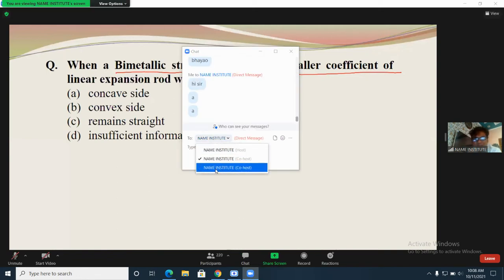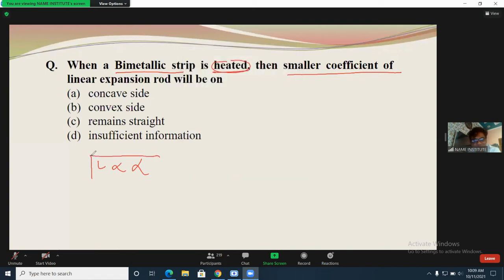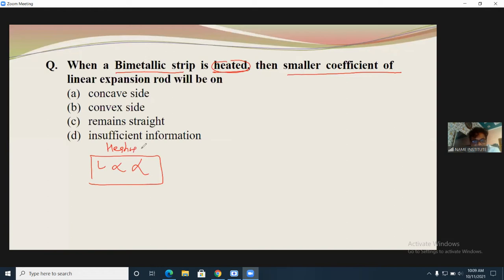What is mentioned here? It is heated. And heated means L is directly proportional to alpha. We discussed this in class. This is for heating. And for cooling, L is inversely proportional to alpha. No need to learn any statement; we discussed it in class.